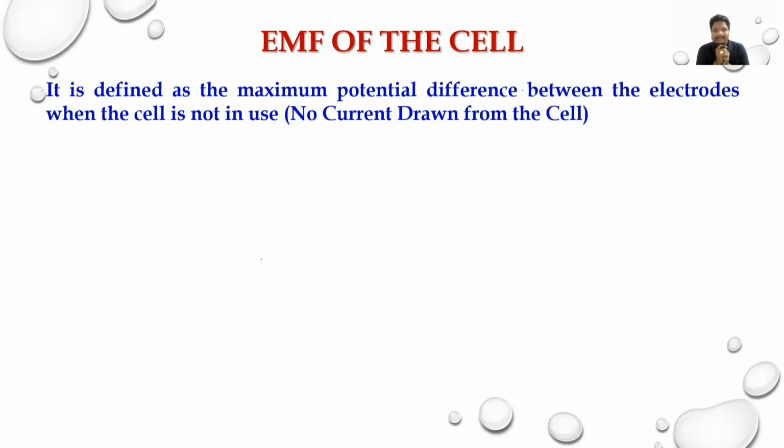Now let us see what is electromotive force, or EMF, of the cell. Here is the statement. It is defined as the maximum potential difference between the electrodes when the cell is not in use. So what is the meaning of this statement?